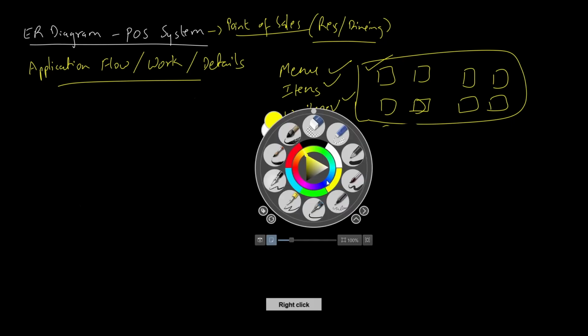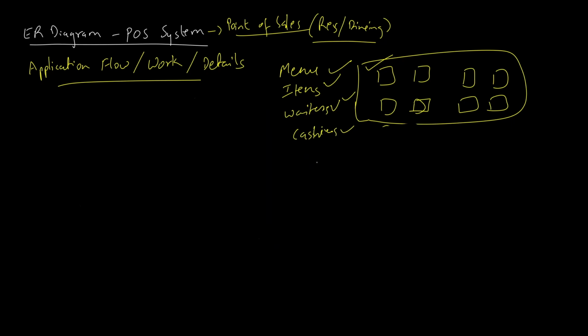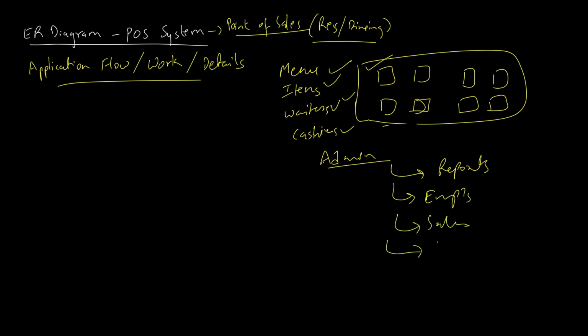So there is something called an admin portal for this. There could be an admin portal where you can see reports, where you can manage employees, right? Where you can manage salaries, where you can manage vacation and leaves, right? Where you can manage the restaurant itself, inventory, let's say, right? Inventory, and that's how we will see.